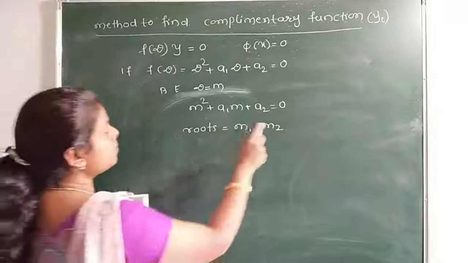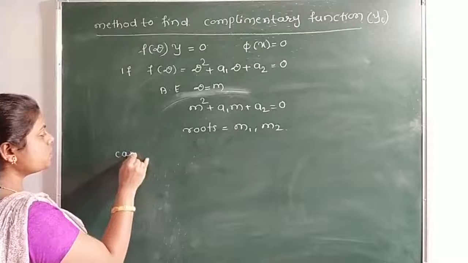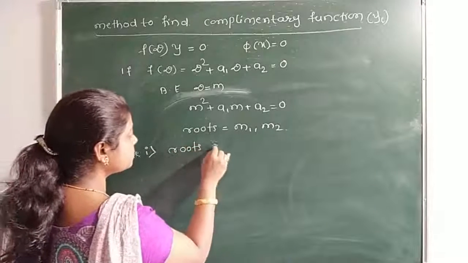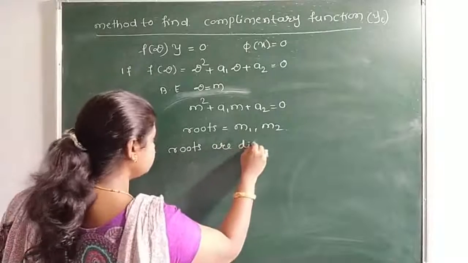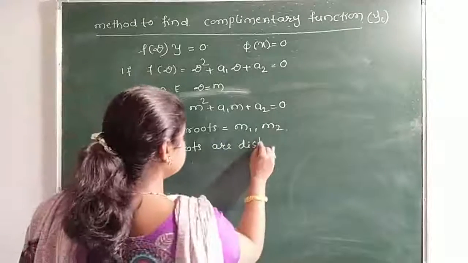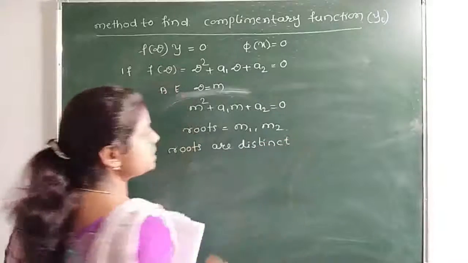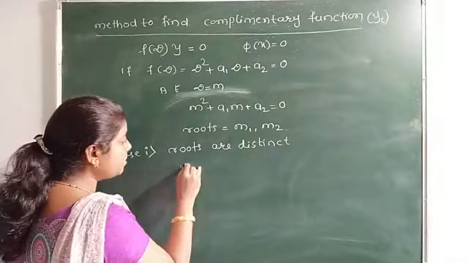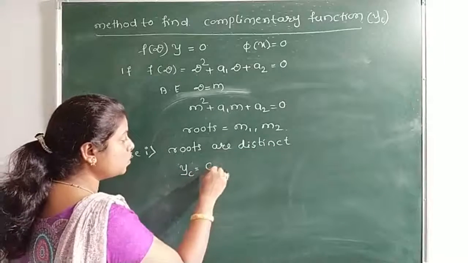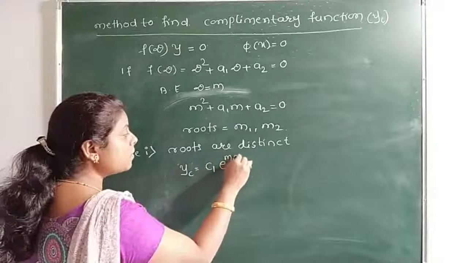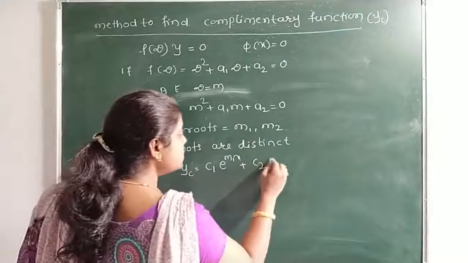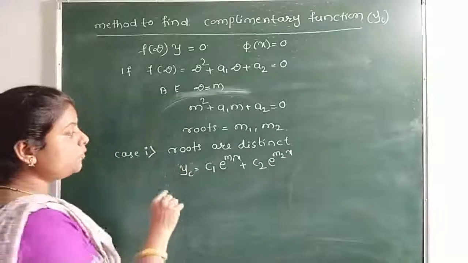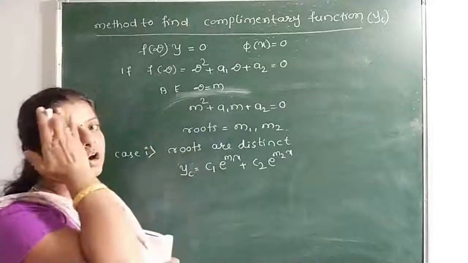For these roots m1 and m2, we have three cases. Case 1: the roots are distinct. Distinct means different. In that case yc is equal to c1 e^(m1 x) plus c2 e^(m2 x). The roots are different, and they may be plus or minus.